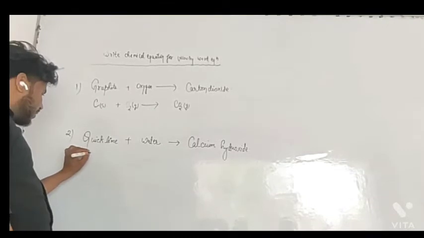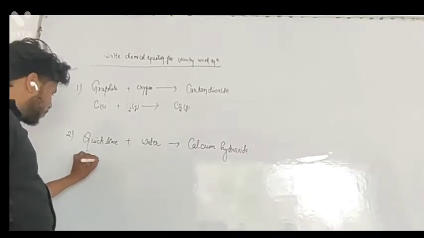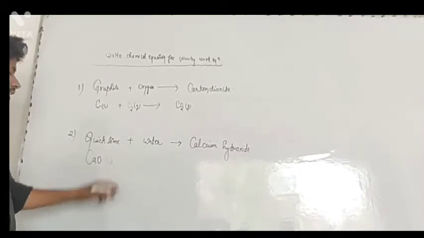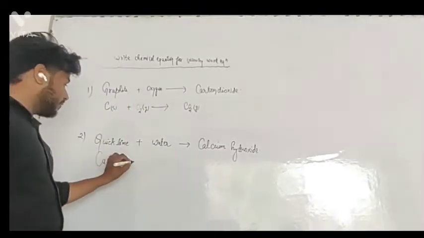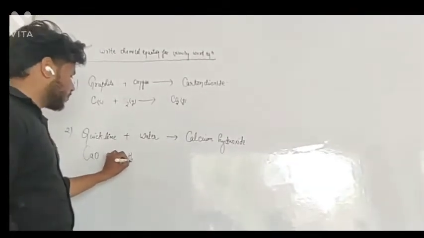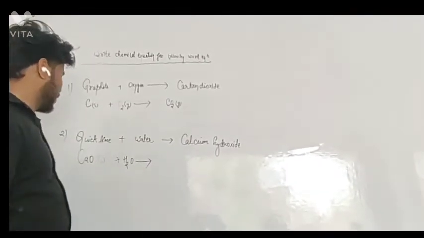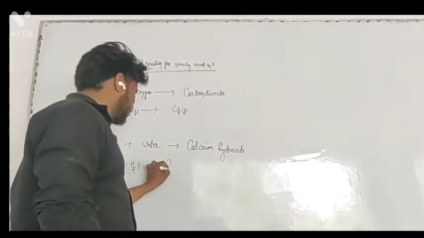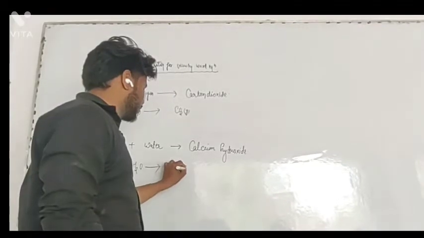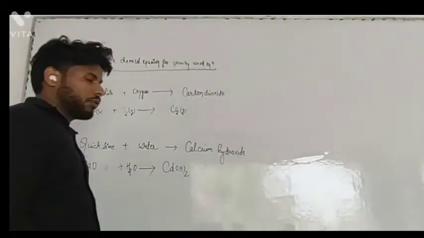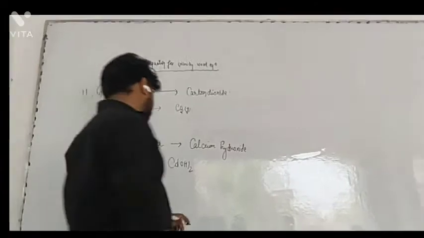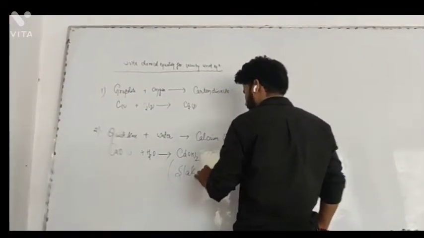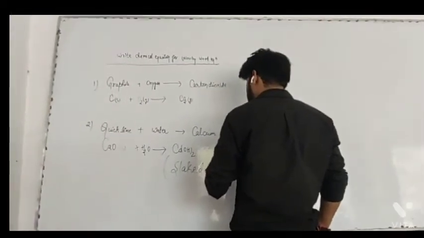So we can say that quicklime is CaO, which is in solid state, and when it reacts with water, H2O, it will form calcium hydroxide, that is Ca(OH)2, which is also known as slaked lime.